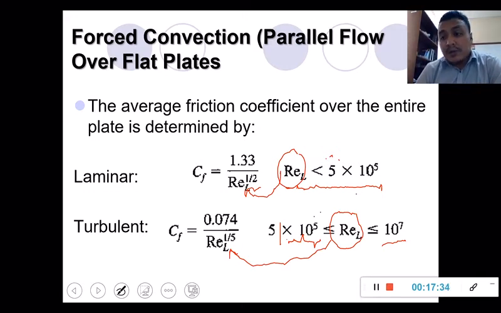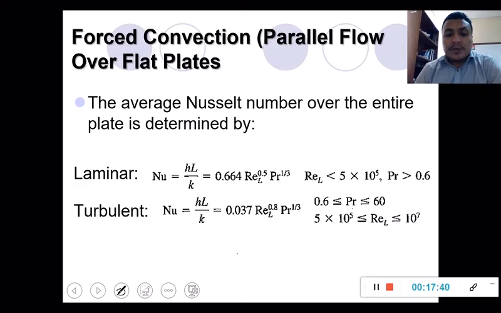depending on the type of flow given in the question. Okay, I think we have discussed this in the earlier slide.